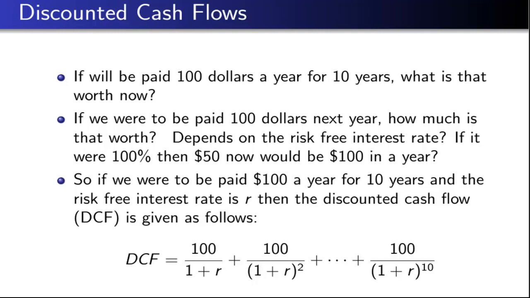So the first year, that $100 is 100 divided by 1 plus R. The one I'm going to get in 2 years' time, well, that's 100 divided by 1 plus R squared. 3 years, 100 divided by 1 plus R cubed, and so on until the one that we're going to get in year 10 is worth 100 divided by 1 plus R to the power of 10.